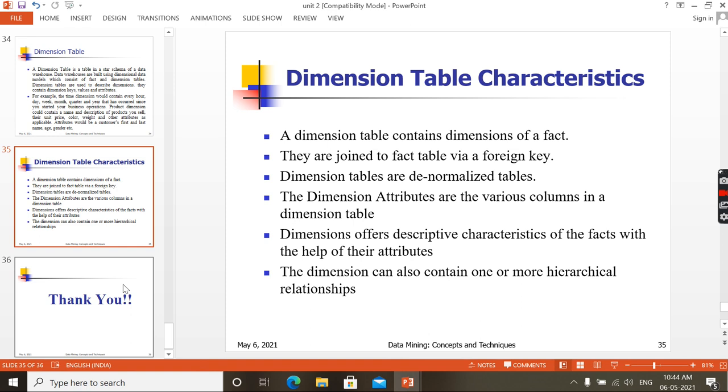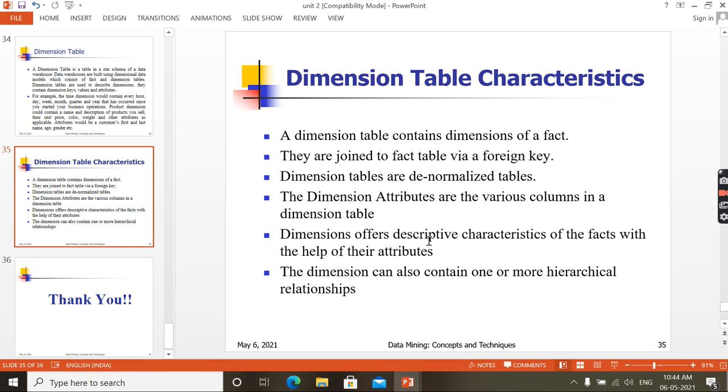They are joined to the fact table via a foreign key. Fact table is having the keys, and those keys are called foreign keys. In the dimension table we are having a key, that is the primary key. Dimension table is connected to this fact table via this foreign key. Dimension tables are denormalized tables.